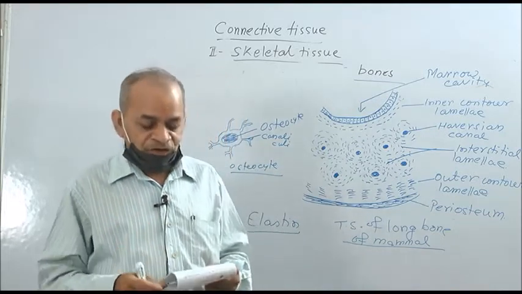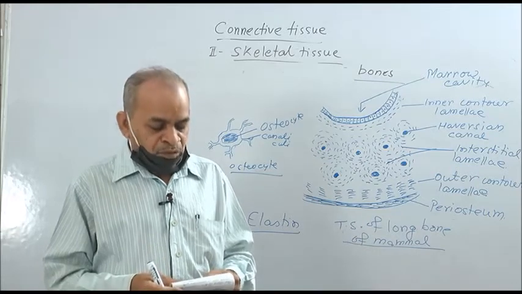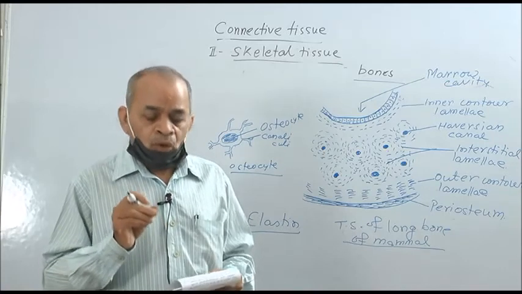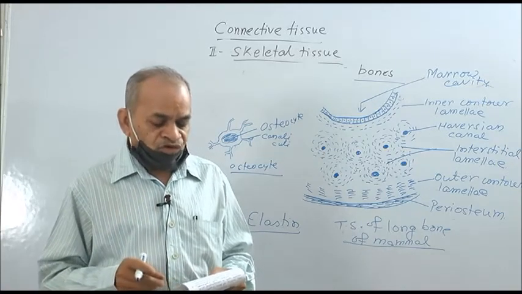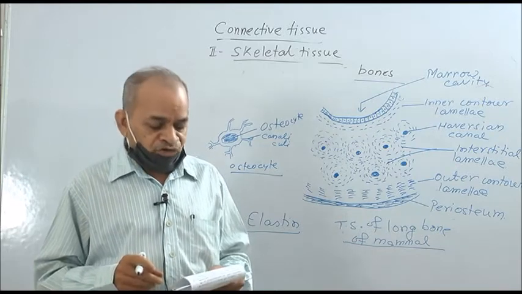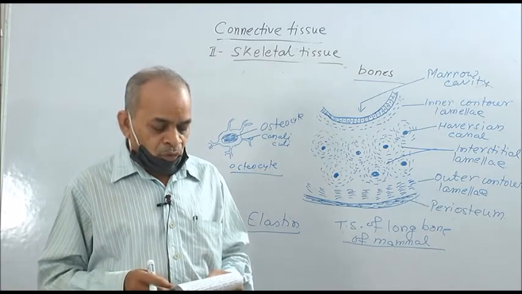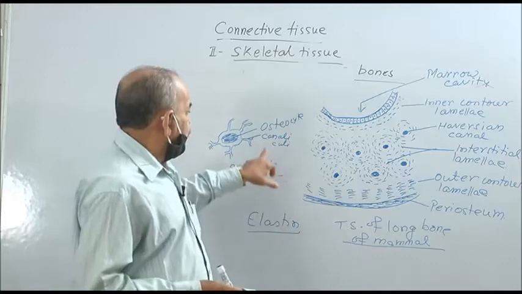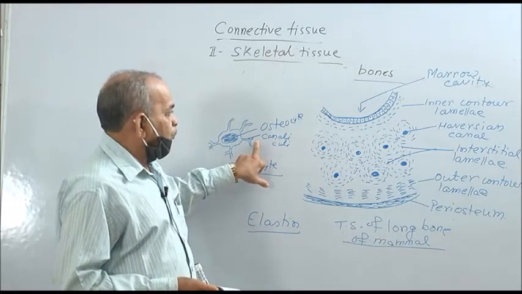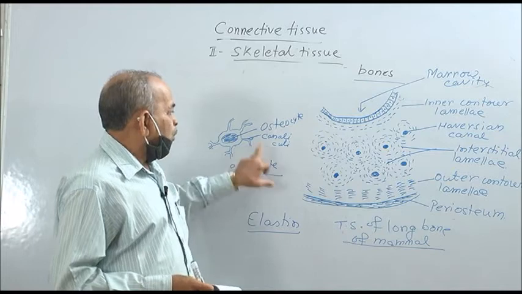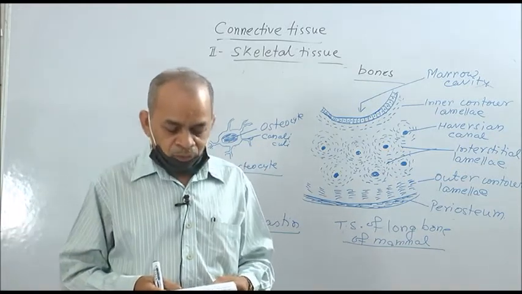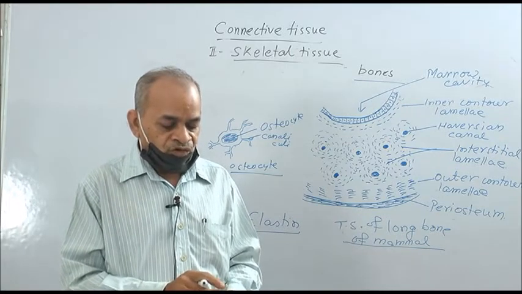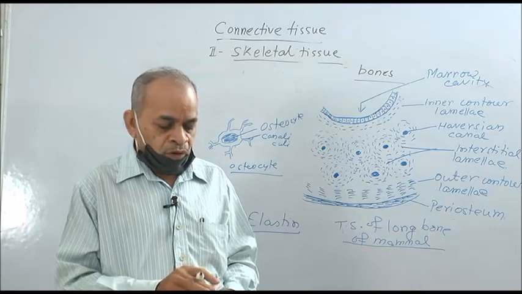So long bones have a centrally situated marrow cavity. Minute spaces called lacunae contain osteocytes in the matrix. All the lacunae are interconnected by canaliculi. Here these are the canaliculi. So all the lacunae are interconnected by canaliculi, which also run into the marrow.